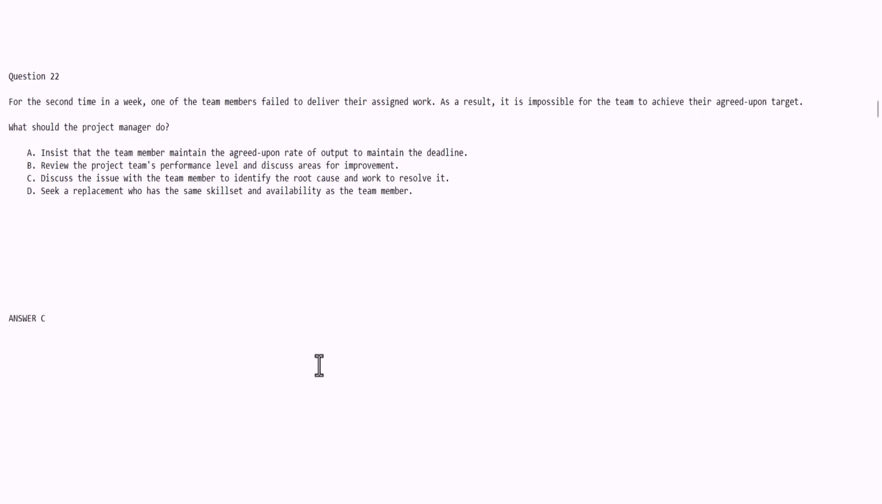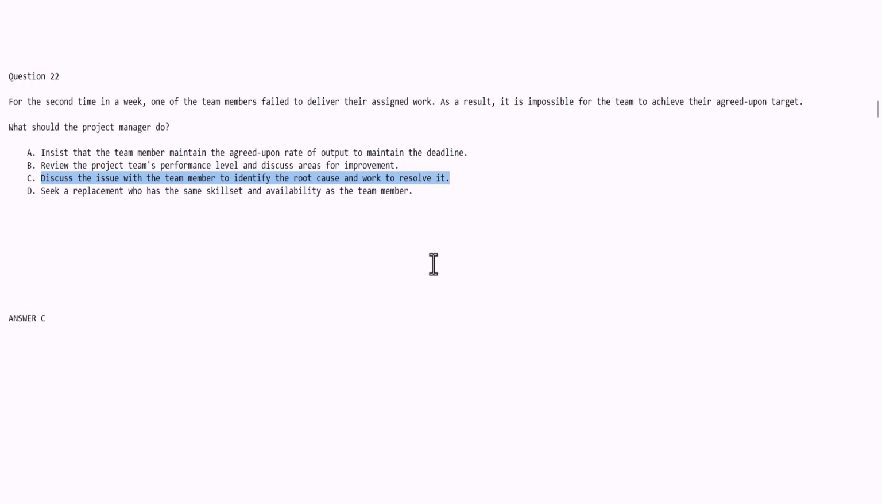Okay, so here we are back with the actual answer, and hopefully you got it correct. The correct answer is C. When faced with one of your team members who has been failing to deliver the assigned work, the first line of defense is for the project manager to discuss the issue with the team member to identify the root cause and work to resolve it.